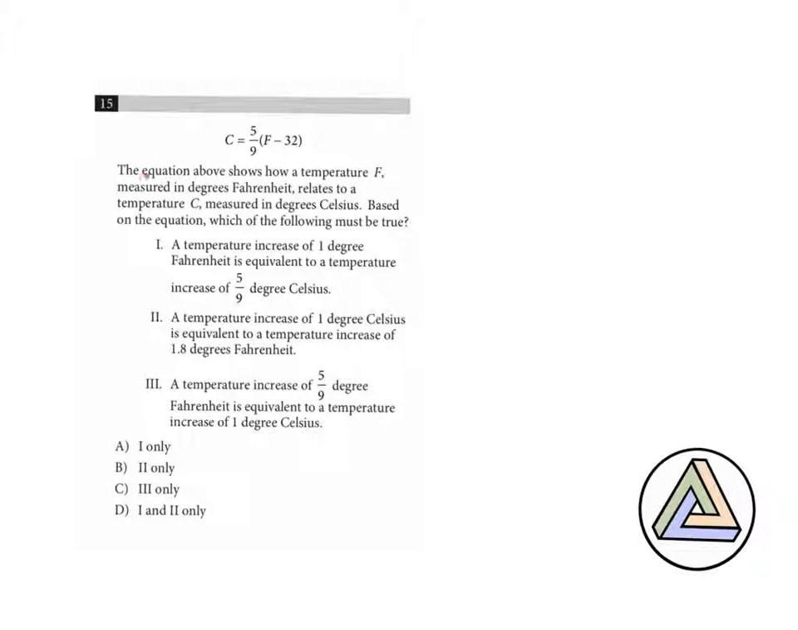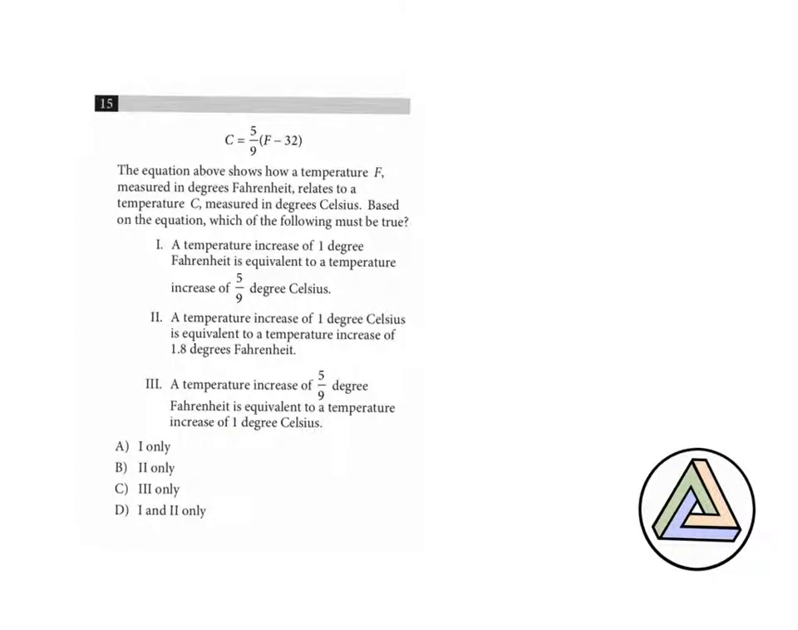All right, the equation above shows how temperature F measured in degrees Fahrenheit relates to a temperature C measured in degrees Celsius. Based on the equation, which of the following must be true? A temperature increase of 1 degree Fahrenheit is equivalent to a temperature increase of 5/9 degree Celsius. Okay, we could think about that. A temperature increase of 1 degree Celsius is equivalent to a temperature increase of 1.8 degrees Fahrenheit. A temperature increase of 5/9 degree Fahrenheit is equivalent to a temperature increase of 1 degree Celsius.